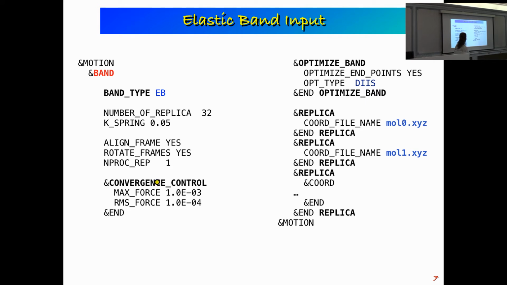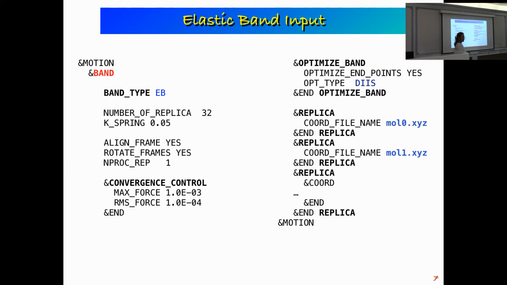Other important keywords here are whether or not you want to align the first guess of your frames. So you rotate them such that you minimize the root mean square displacement among the configurations. So this is align frame. And whether you want to rotate them over the process. So at every step of the NEB, of the EB in this case, you rotate such that you minimize again the root mean square displacement.